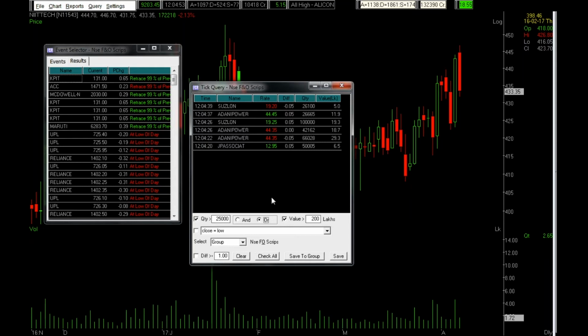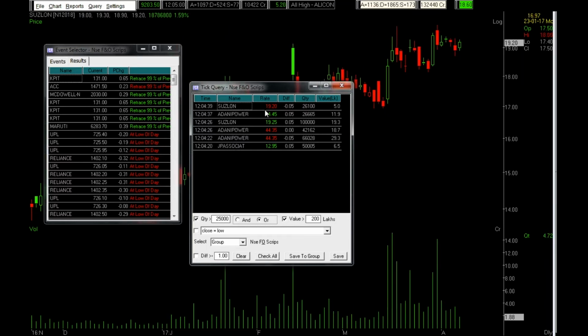When I was doing this, you see that over here a couple of stocks had cropped up. The last one was Suzlon, and Suzlon at 19 rupees 20 paisa was down by like 5 paisa. In this 19 rupee 20 paisa trade, it fell by 0.05 paisa. That is just the minimum tick in National Stock Exchange. The quantity that got traded was 26,100. The value of that was only 5 lakhs. Why did it crop up? Because the quantity was more than 25,000, 26,100.